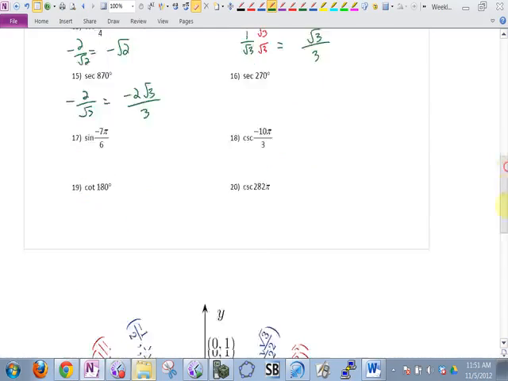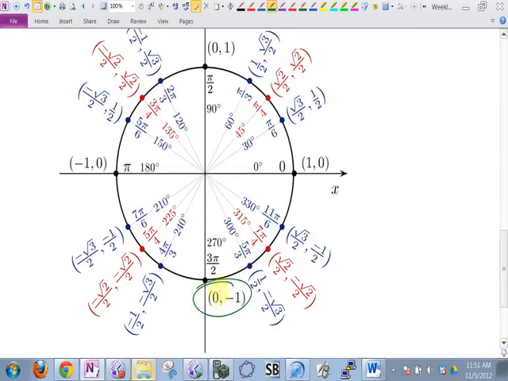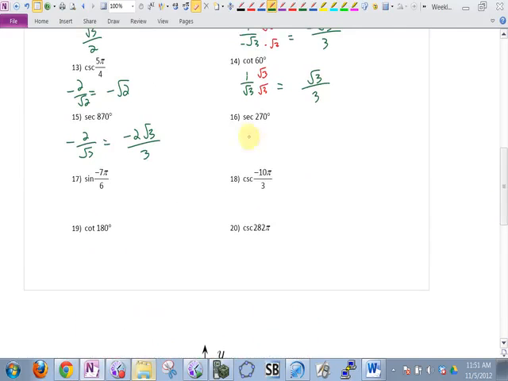The secant of 270, well, 270 is this one. Secant is the reciprocal of the x coordinate. What's the reciprocal of 0? Undefined. Oh, that's why I did that. Yeah, I thought it was 0.